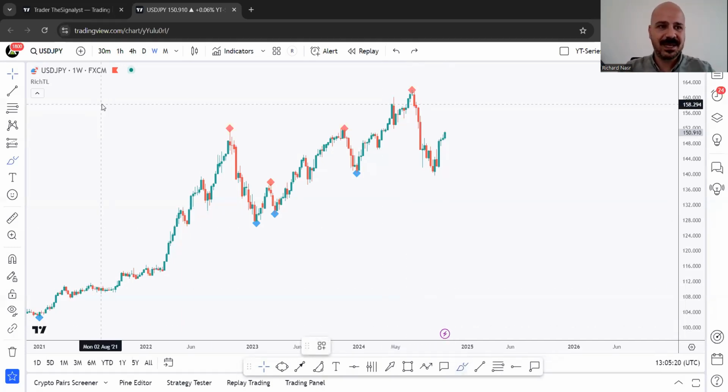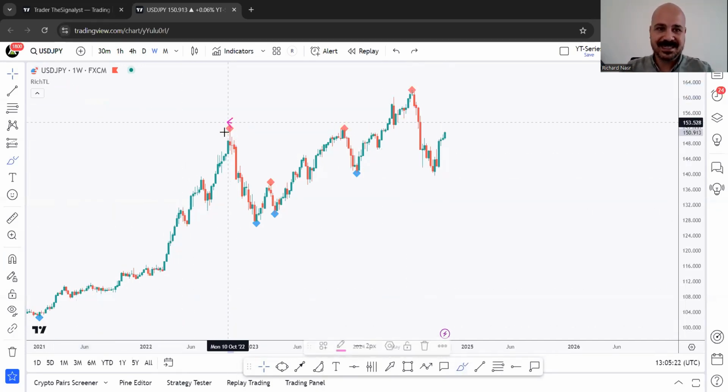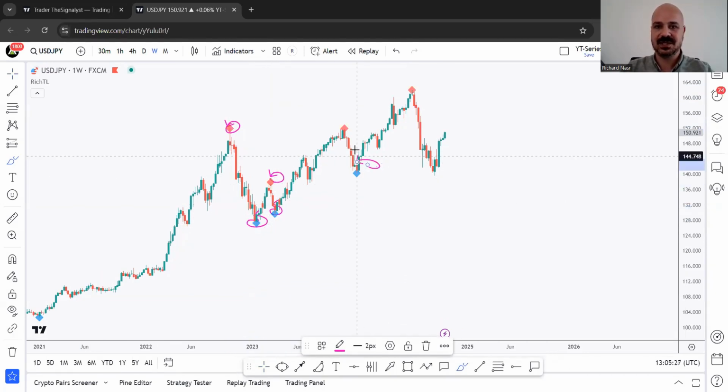As you can see, we have our baby RichTL on the chart to make objective technical analysis, and this is what we call objective swing lows and highs.